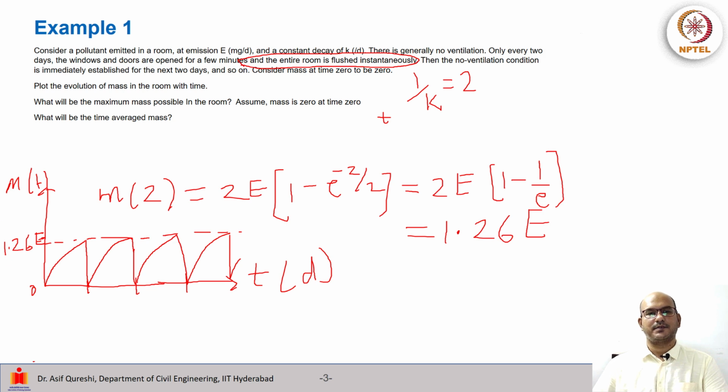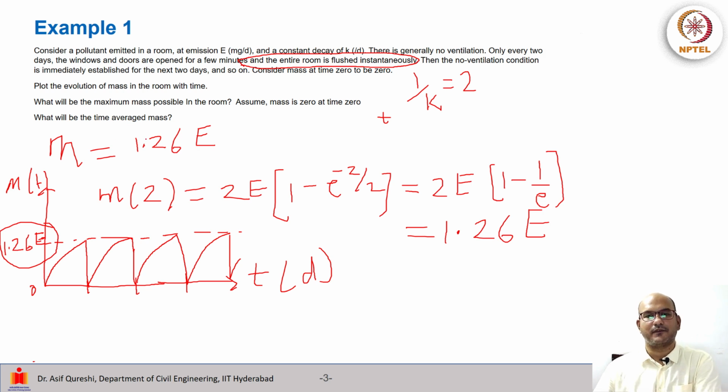Now what is the maximum mass possible in the room? The maximum mass possible is actually 1.26 E given the conditions, because the room cannot accumulate more since flushing is happening.